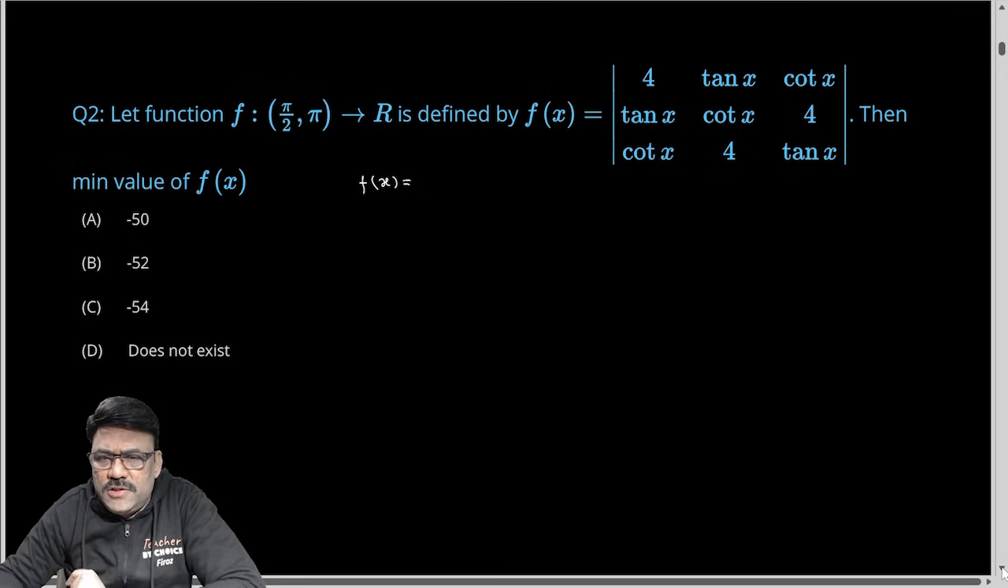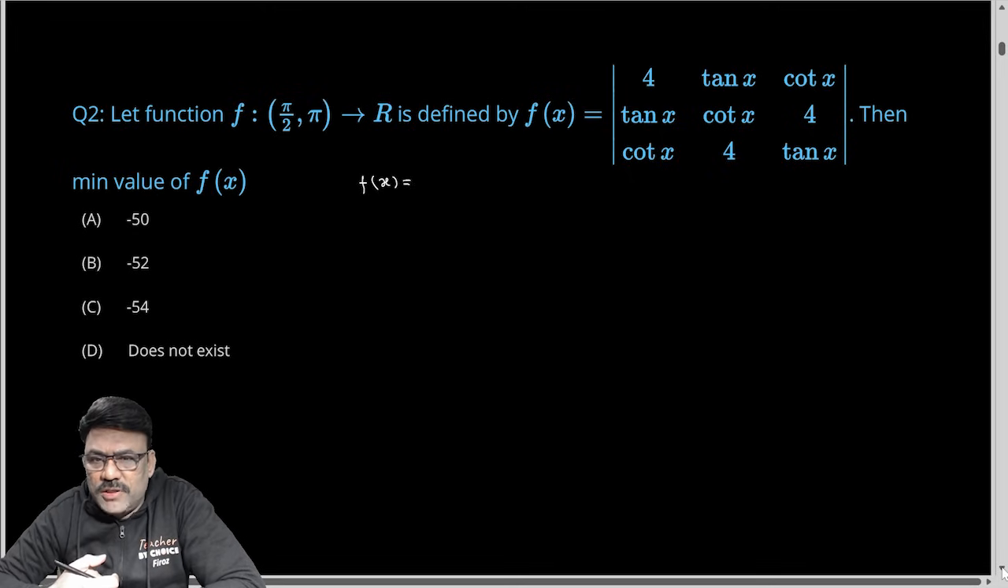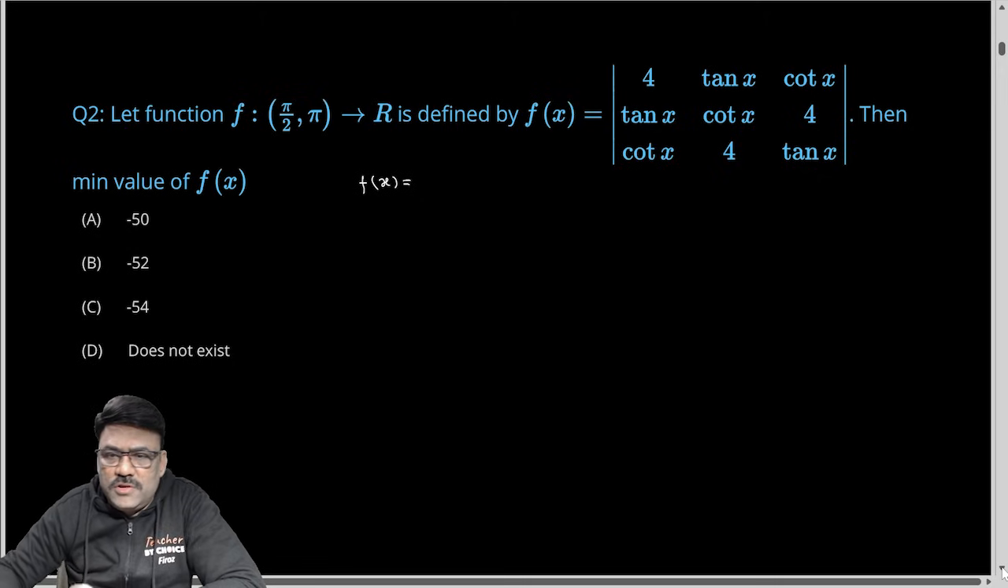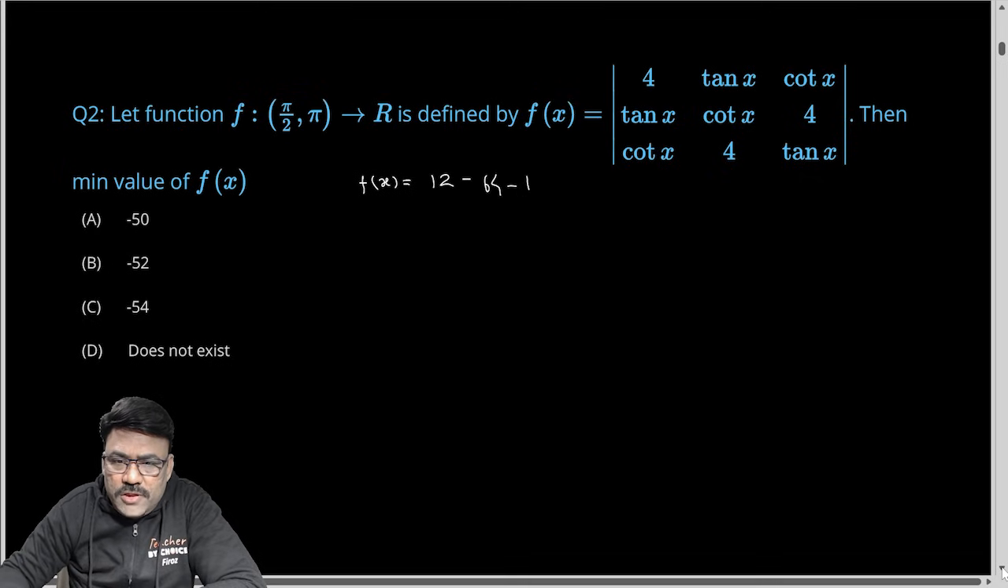This determinant is of the form ABC, BCA, CAB. So the determinant expansion will be 3ABC minus A cube minus B cube minus C cube. A is 4, B is tan x, C is cot x. So 3ABC will be 12, minus A cube, 4 cube is 64, minus B cube, tan cube x, minus C cube, cot cube x. And now it is minus 52, plus minus tan cube x plus minus cot cube x.